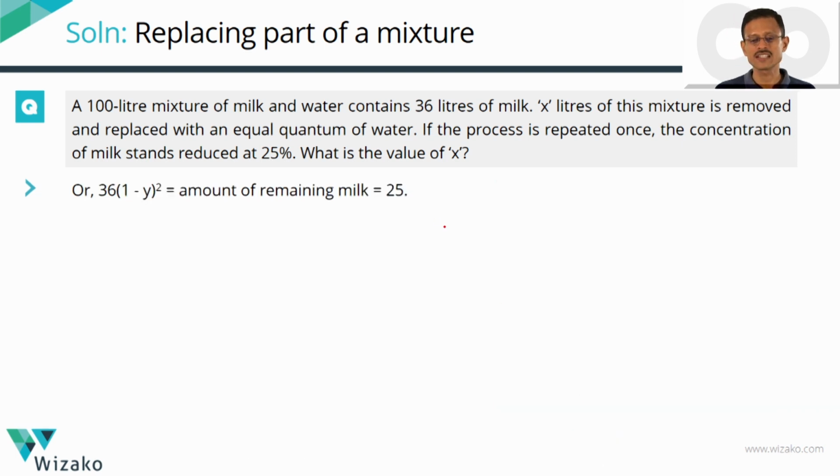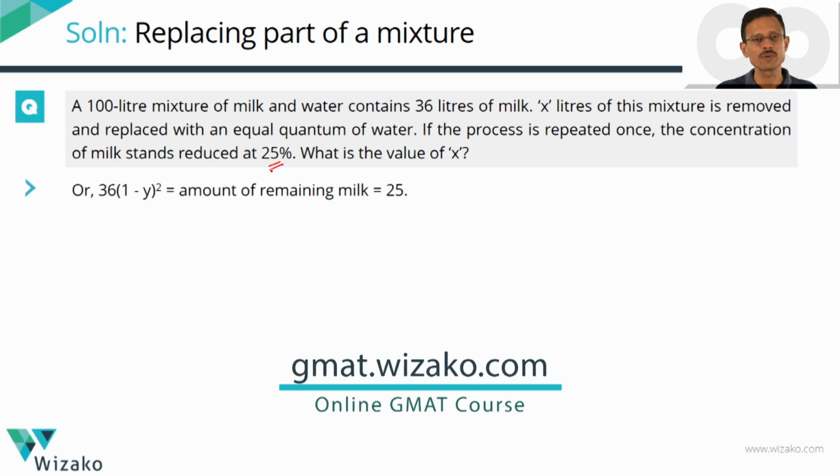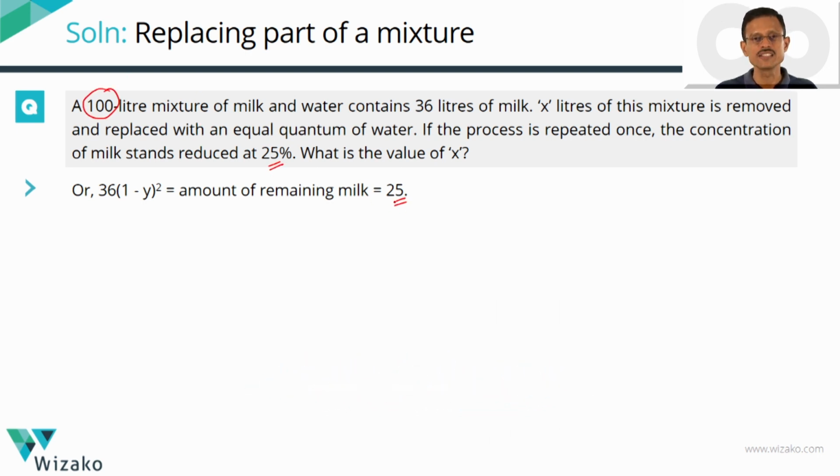The question mentions that the amount of milk remaining is 25%. 25% of what? Of 100 liters. So the amount of milk remaining is equal to 25. We have one equation, one variable. Let's solve this. 1 minus Y the whole square is equal to 25 by 36. I brought this 36 down to the denominator. Let's take square root on both sides. So 1 minus y is equal to 5 by 6. Square root of 25 is 5. Square root of 36 is 6. So y is equal to 1 minus 5 by 6, which is equal to 1 by 6.